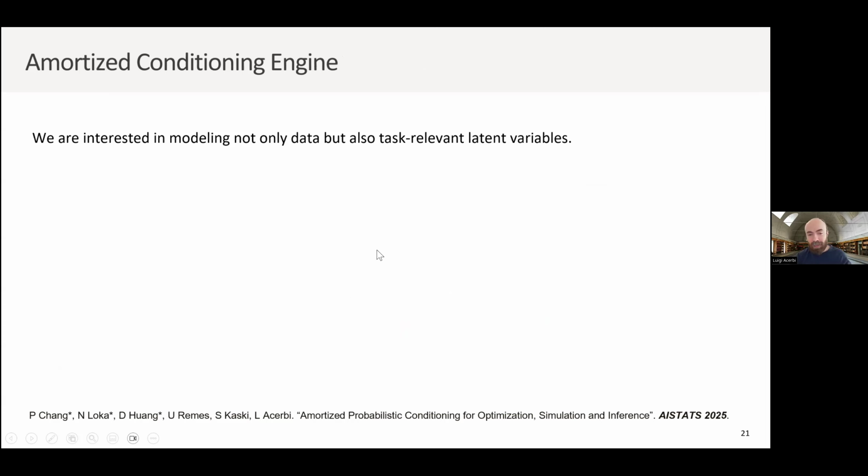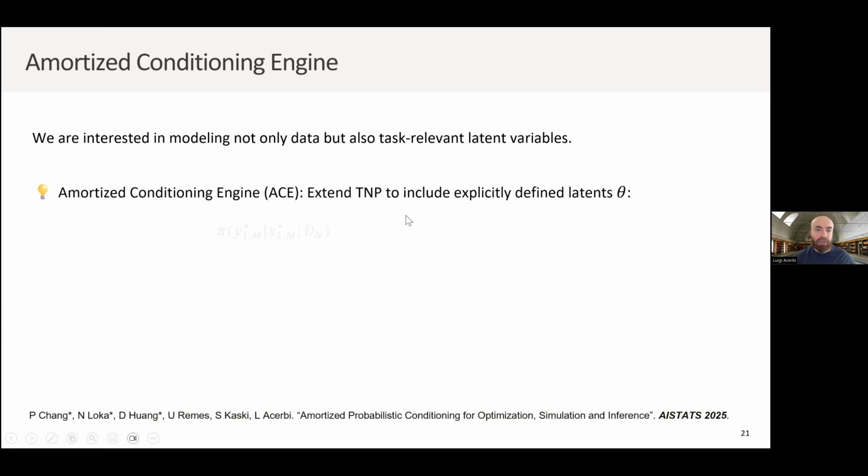So why do I spend so much time on this? Because hopefully I've convinced you that this is quite a fundamental problem, and if we can solve it, we can do a lot with it. So what we did in this paper, the one accepted at AISTATS and presented there, is extend previous work on neural processes to also deal with these latent variables, for example the value and location of the optimum in Bayesian optimization.